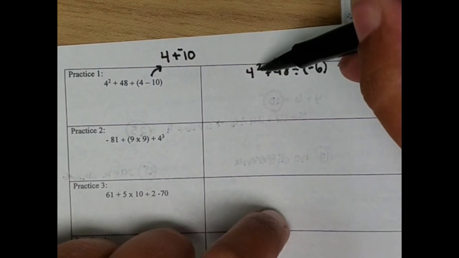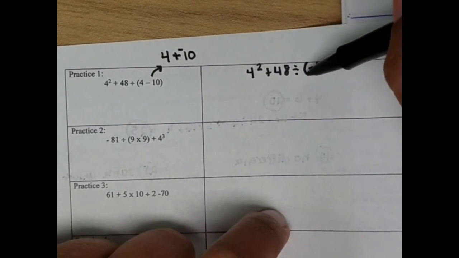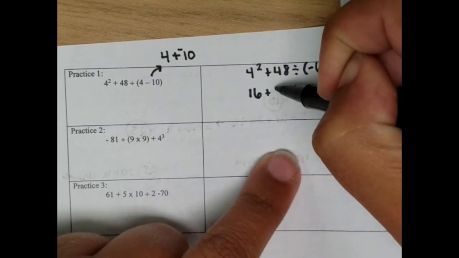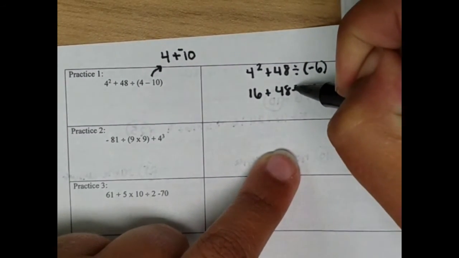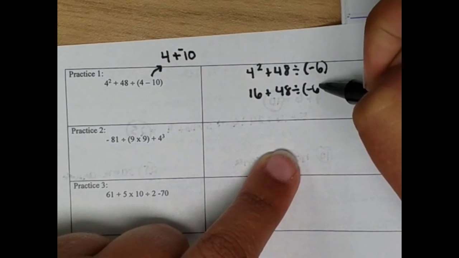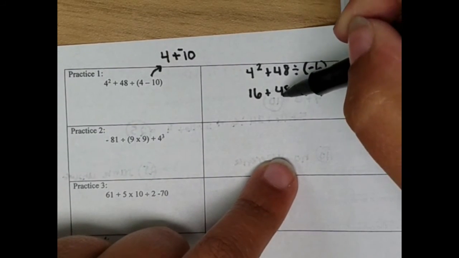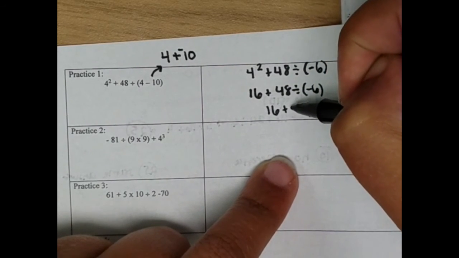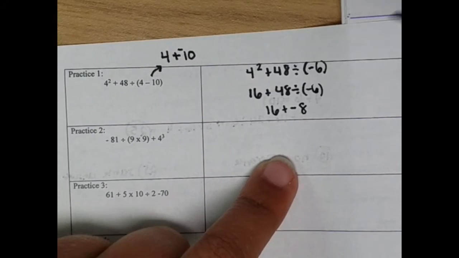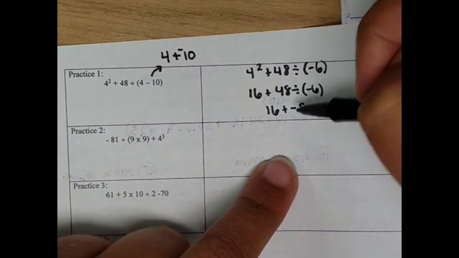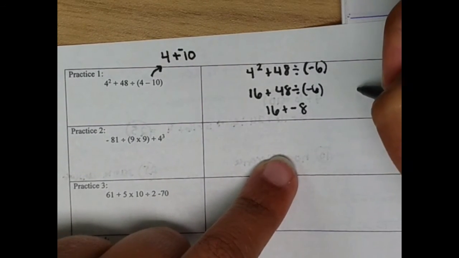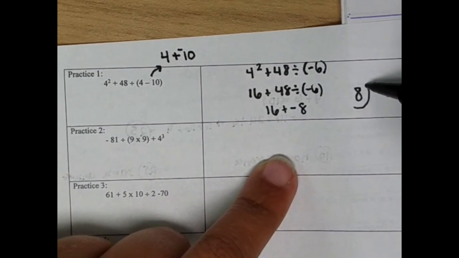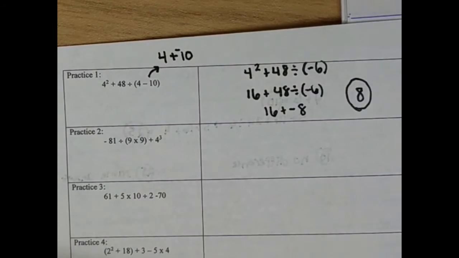All right, now we've got exponents, addition, and division. So let's do exponents next. So 16 plus 48 divided by negative 6. Now we've got division. A positive divided by a negative is a negative, so 16 plus negative 8. Different signs, so find the difference. So 8, and whatever you have more of, I have more positive, so I'm going to be with positive 8.